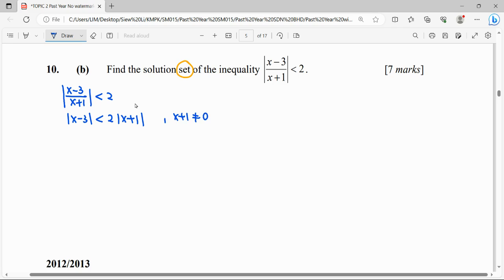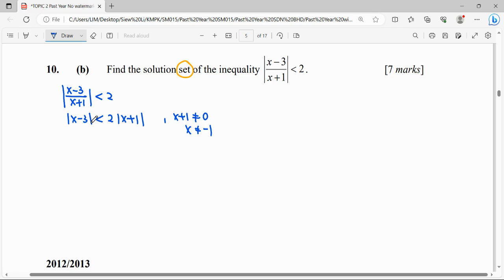The denominator cannot become 0, or it will make the rational undefined. So x cannot accept the value of negative 1. Then we continue solving these modulus inequalities here.